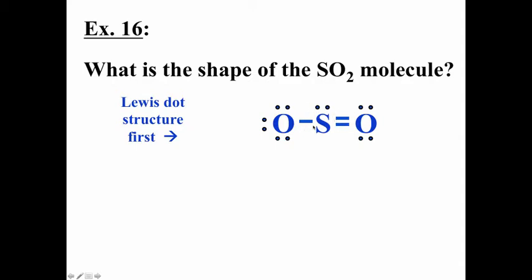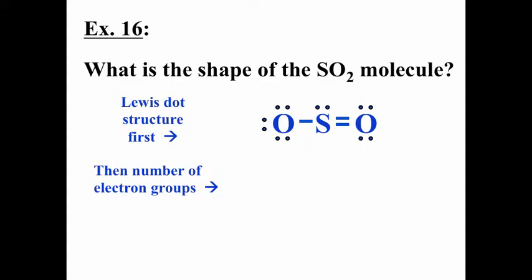Sulfur in the middle, oxygen on either side, single bond to one oxygen, double bond to the other oxygen, lone pair of electrons on the sulfur, and then of course note this is resonance, where the double bond could be to this oxygen or to the other oxygen. So the real SO2 molecule will not have a double bond and a single bond, but more like a 1.5 bond on this side and a 1.5 bond on that side, and of course the lone pair.